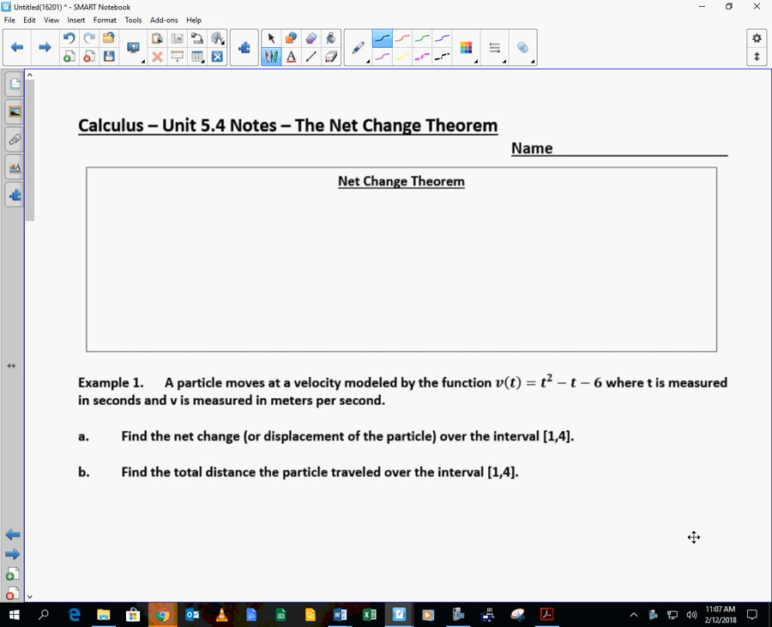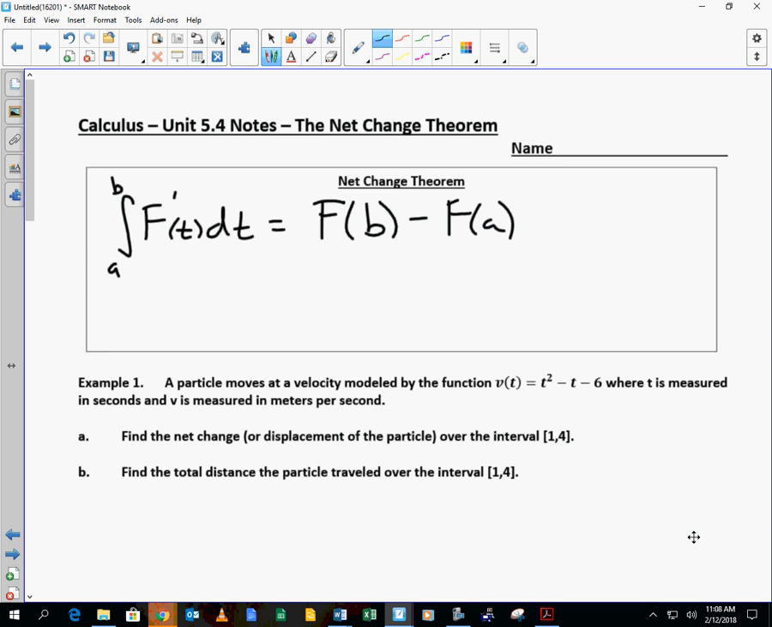Net change theorem says as follows. The integral from a to b of f prime t dt is equal to f of b minus f of a. Looks pretty similar to what we've talked about regarding the fundamental theorem of calculus part 2. Find an antiderivative, plug in a and b, and we're good to go. The difference is in terms of its application.